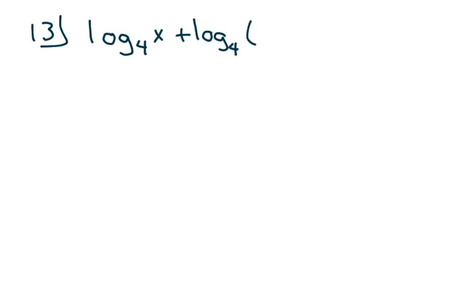Okay, 13 is log base 4 of x plus log base 4 of x minus 3 equals 1. Now, before I even get started, since there's not a log on the right hand side, I'm going to multiply this by log base 4 of 4. You know this equals 1, so 1 times 1 will equal 1. So I'm not changing it, I'm just writing it so I can manipulate the equations.